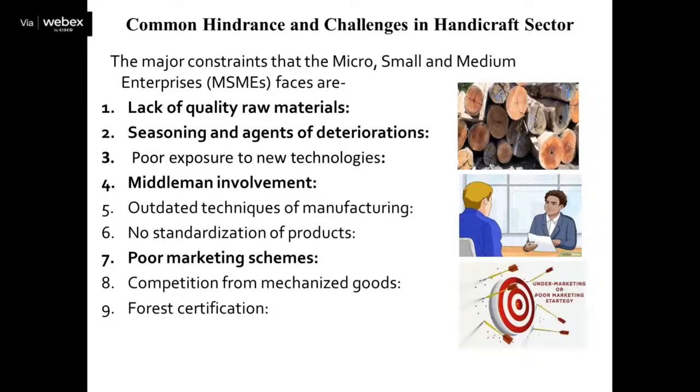Another problem is the seasoning and agents of deterioration. Due to unawareness among the artisans, before making the handicraft, they are not following proper seasoning techniques and wood preservation techniques. So if the artisans are not following those techniques, the wood is susceptible to biological agents. Other problems are poor exposure to new technology, middleman involvement, outdated techniques of manufacturing, no standardization of the product, poor marketing strategy, and competition from mechanized goods.